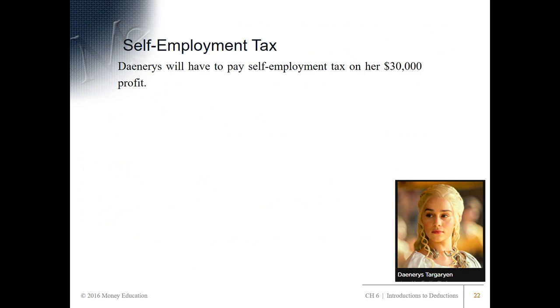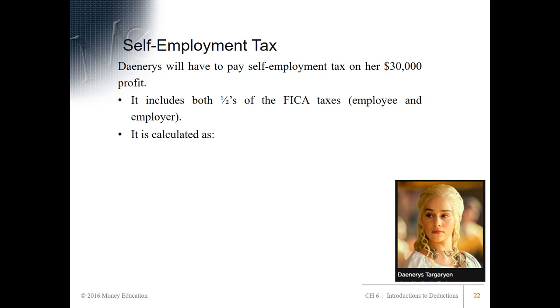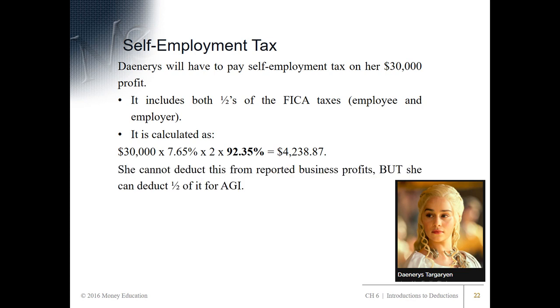So she will have to pay self-employment tax on her $30,000 profit. It includes both halves of the FICA taxes, and it's calculated as $30,000 times 7.65% times 2, but you then multiply by 92.35%, so that knocks it down a little bit. Now, she can't deduct this from reported profits, but she can deduct half of it for AGI, so she gets a deduction.